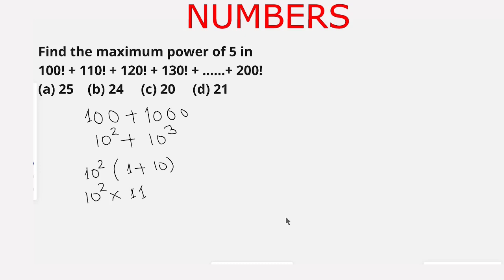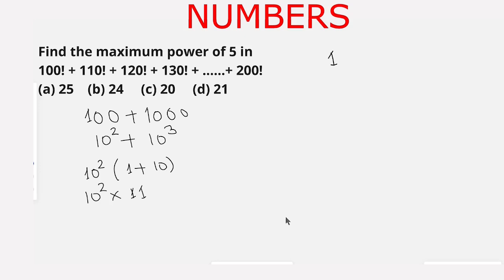So when the numbers are far from each other, then we have to find the power of any number in the lowest given number. So here 100 is less than 1000. So we are finding the power of 10 in only 100, and that will be the power of 10 in 100 plus 1000. I hope you have understood the concept of considering only 100 factorial and not 100 factorial plus 110 factorial plus 120 factorial plus 130 factorial up to 200 factorial. So we will find only the power of 5 in 100 factorial.